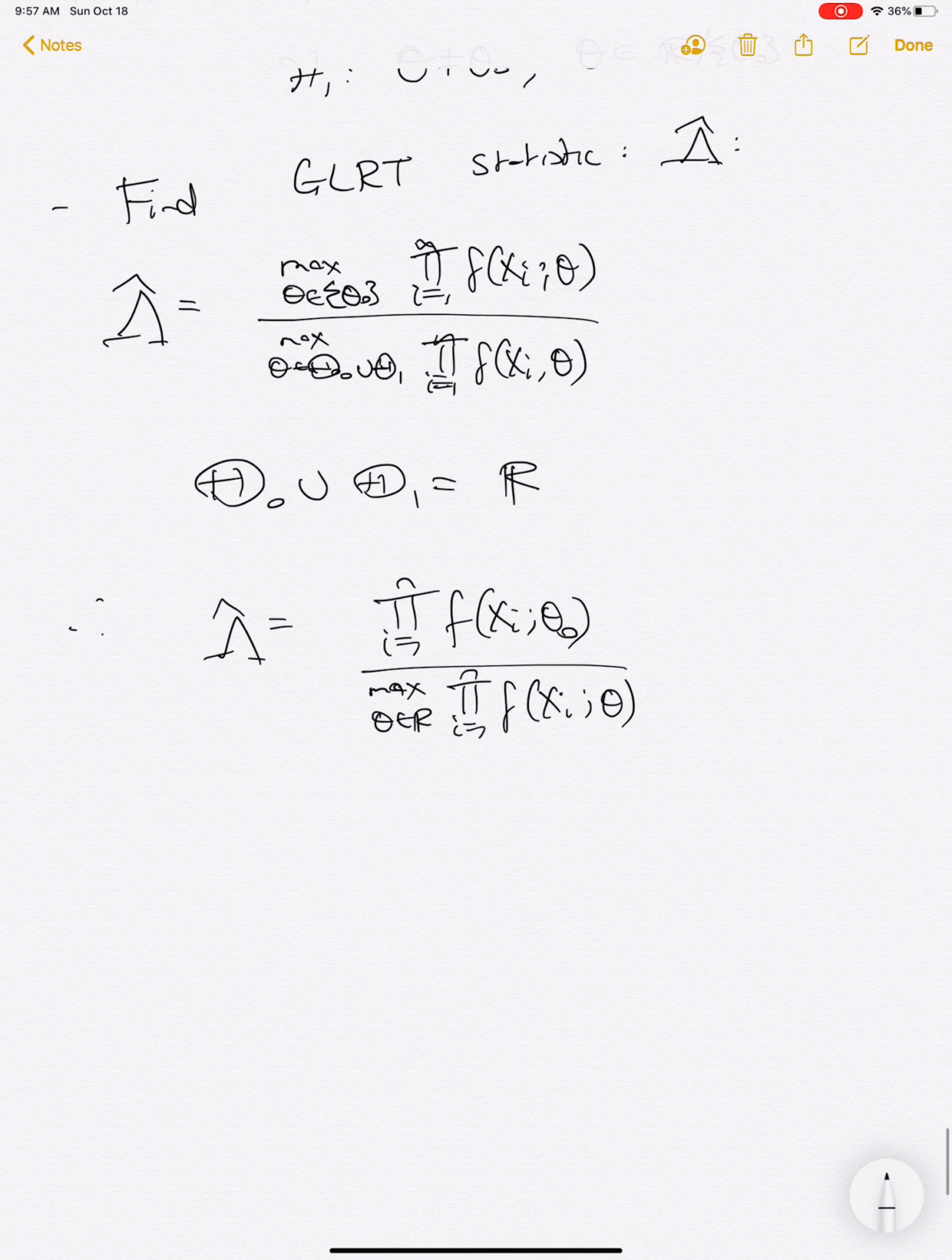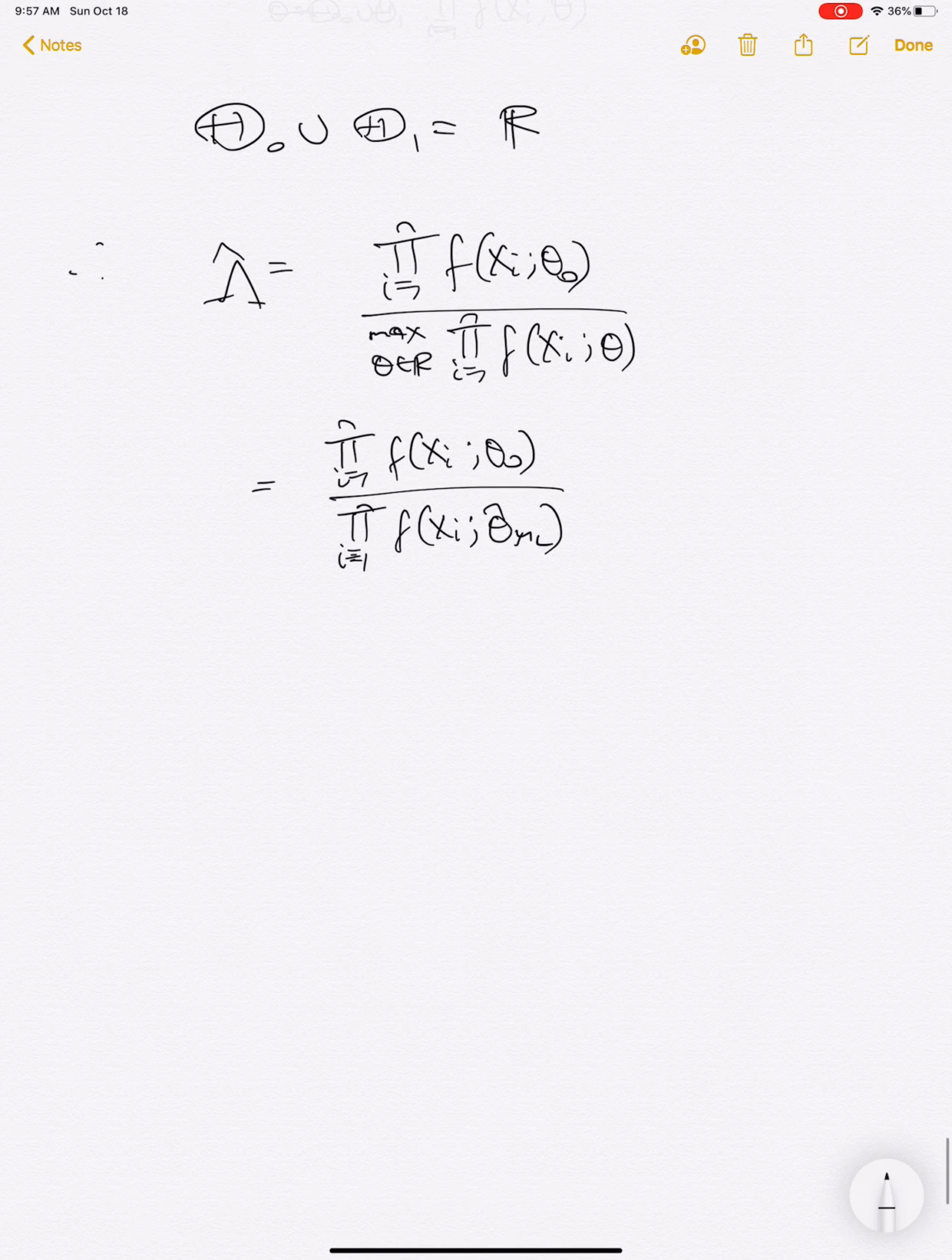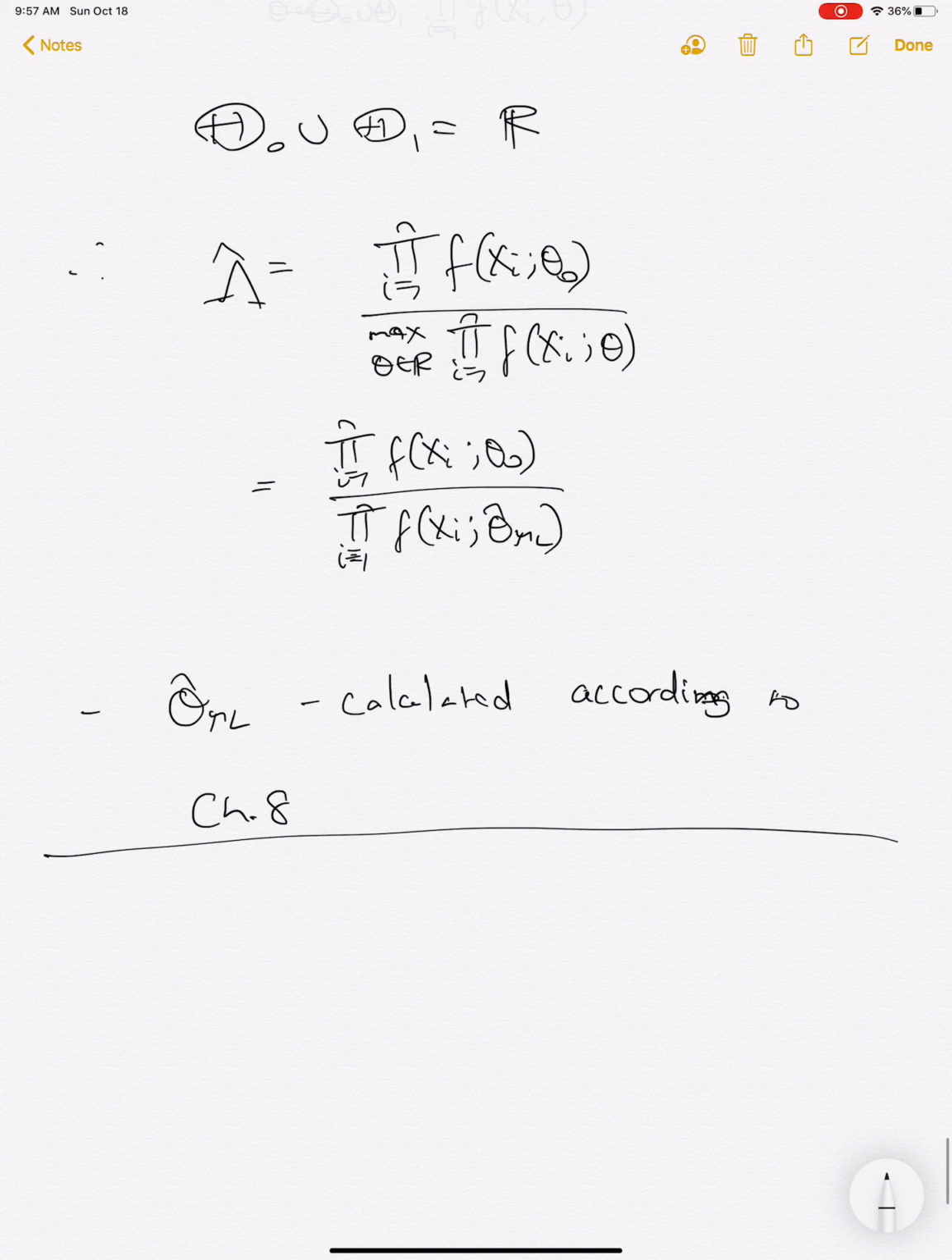Okay, but then what is the maximum over the whole real line? All that is just the maximum likelihood estimate. So this is going to be equal to the product from i equals 1 to n of what we learned in chapter 8, theta hat ML, theta hat ML calculated according to chapter 8.